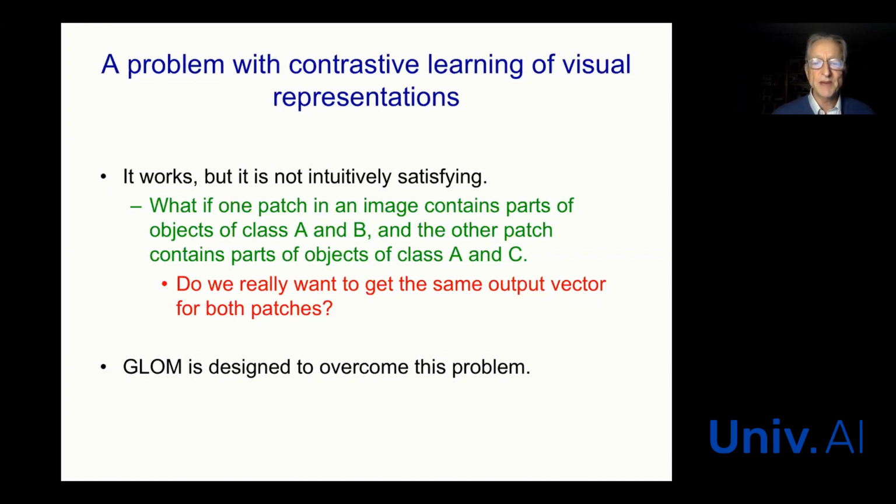So for example, if we take a patch in one image, and it contains parts of objects of class A and class B, and we take another patch, and it contains objects of class A and class C, we don't want the whole patch that contains A and B to match the whole patch that contains A and C. We want to use some kind of attention. We want the part of the patch that contains A in the first crop to match with the part of the patch that contains A in the second crop, but for the parts that contain B and C not to match. And that's what this new architecture I call Glom is designed to do by using something like a transformer.